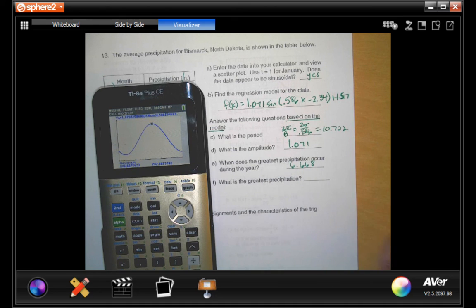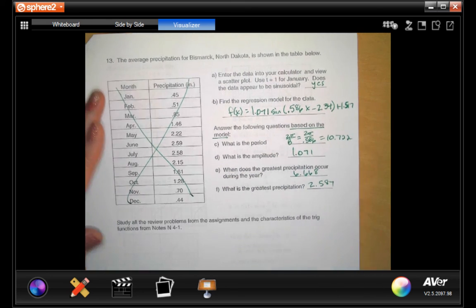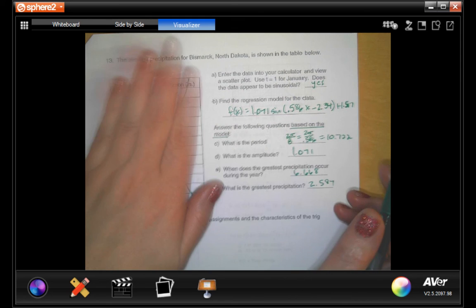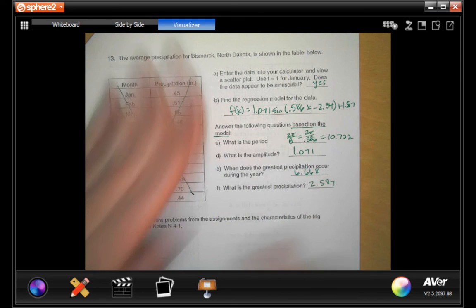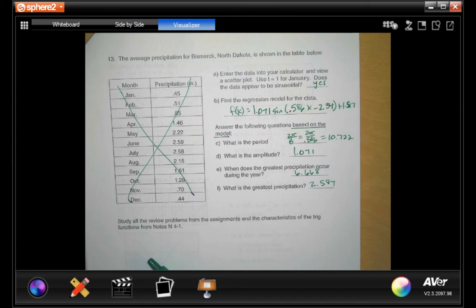So when does it occur? Is the x about midway through June? Yeah, you can just leave it as a number. I'm pretty sure on the test it'll say just write it as a decimal. And then what is the greatest precip? That's the y coordinate of your maximum, right? So 2.587. So just remember, anytime it says based on the model, not the table of data, you're basing it off of this.